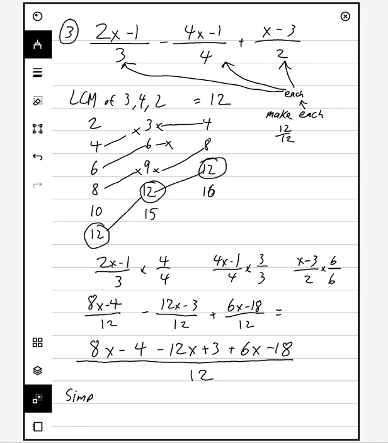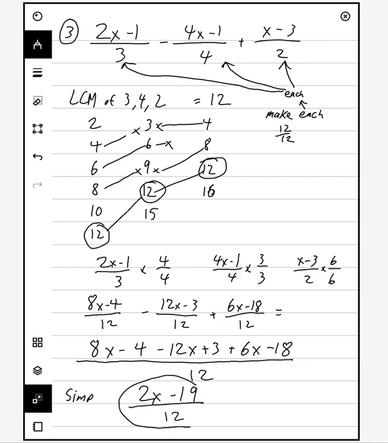So now that we have everything all over 12, let's just combine everything. This is basically really simple addition. If you want, you can skip ahead a couple of seconds and this will all be done. All right, 8x minus that is negative 4x plus 6. That gives me 2x. Minus 4, that is negative 1. That is negative 19.